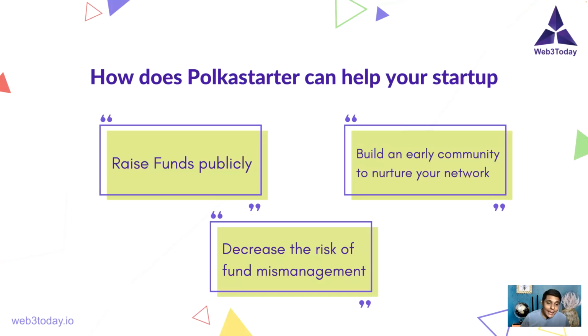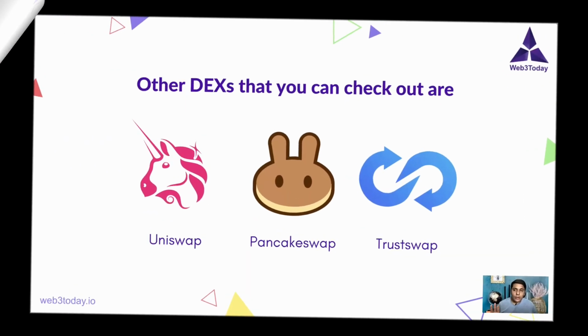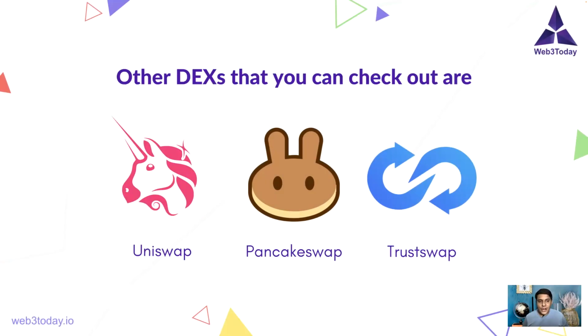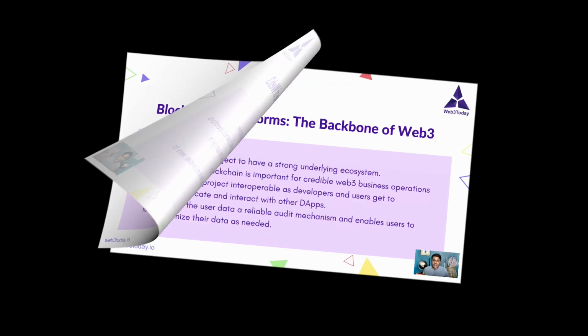So Polka Startup has helped several startups in raising money, building the community, and also solving the right problems. There are a lot of other DEXes out there, and all of these are open source. I would suggest you definitely learn more about it. The internet is filled with lots of information and lots of amazing opportunities about them. So there is Uniswap, PancakeSwap and TrustSwap. Uniswap essentially focuses more on the Ethereum ecosystem and Ethereum projects, but now they have expanded to several other blockchains as well. PancakeSwap is core to the Binance chain ecosystem, and then we have TrustSwap.